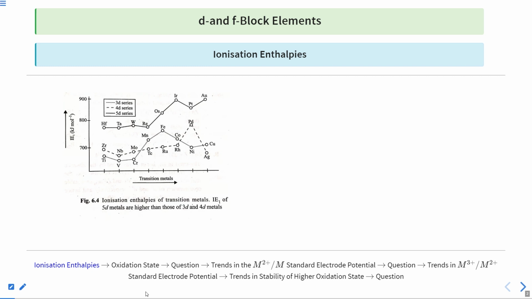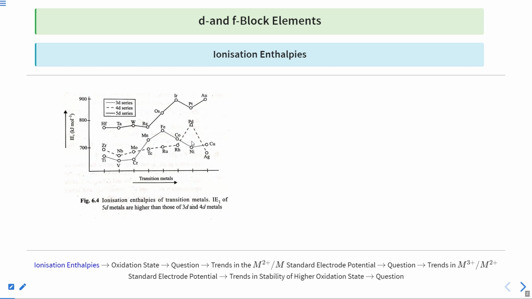Okay, now let us talk about the 4d series. It is increasing normally. First for zirconium it is high, then it decreases, then it is increasing. For palladium it goes up very high. What is the reason behind it? As we remove one electron, we have to remove it from the d10, a completely filled d orbital. It has the electronic configuration 4d10 5s0. So you have to remove an electron from the d orbital, right?